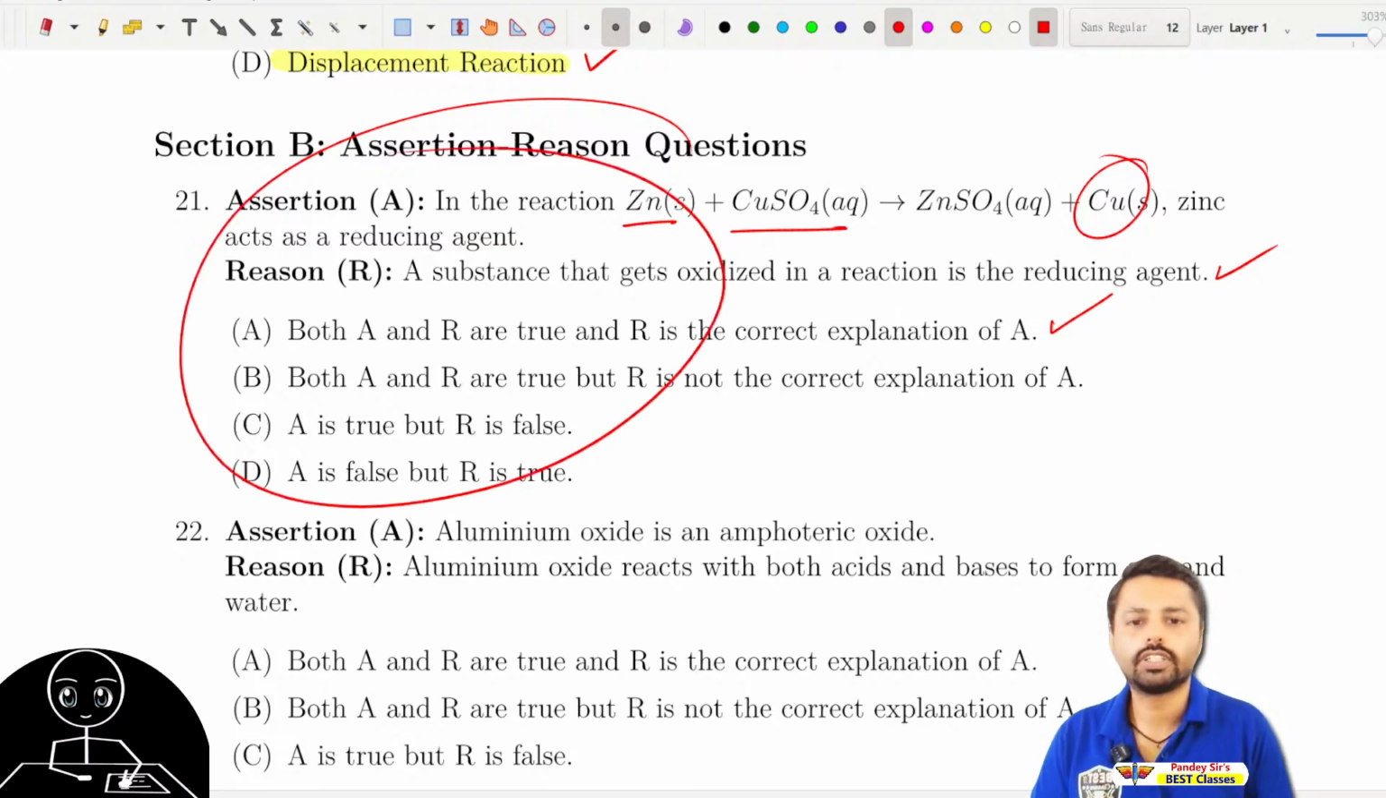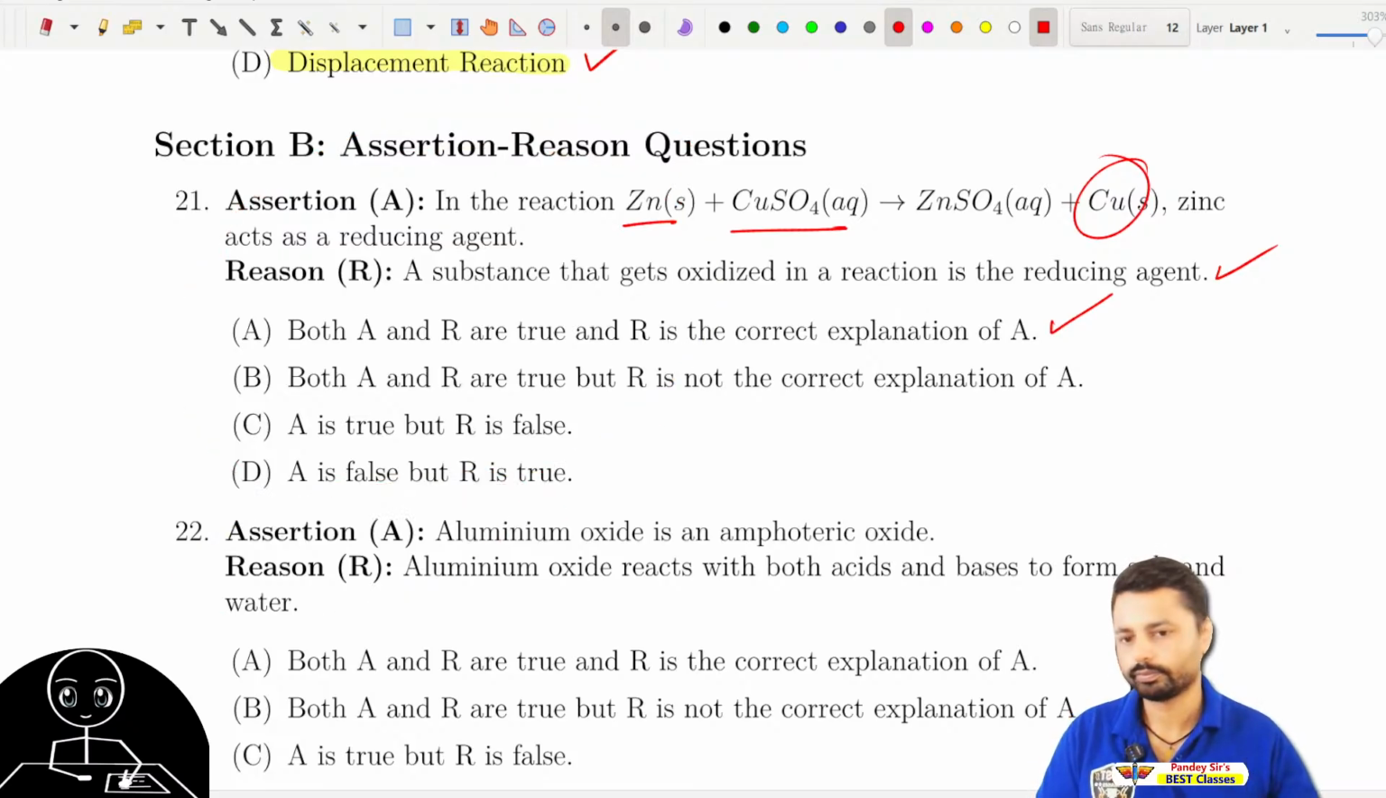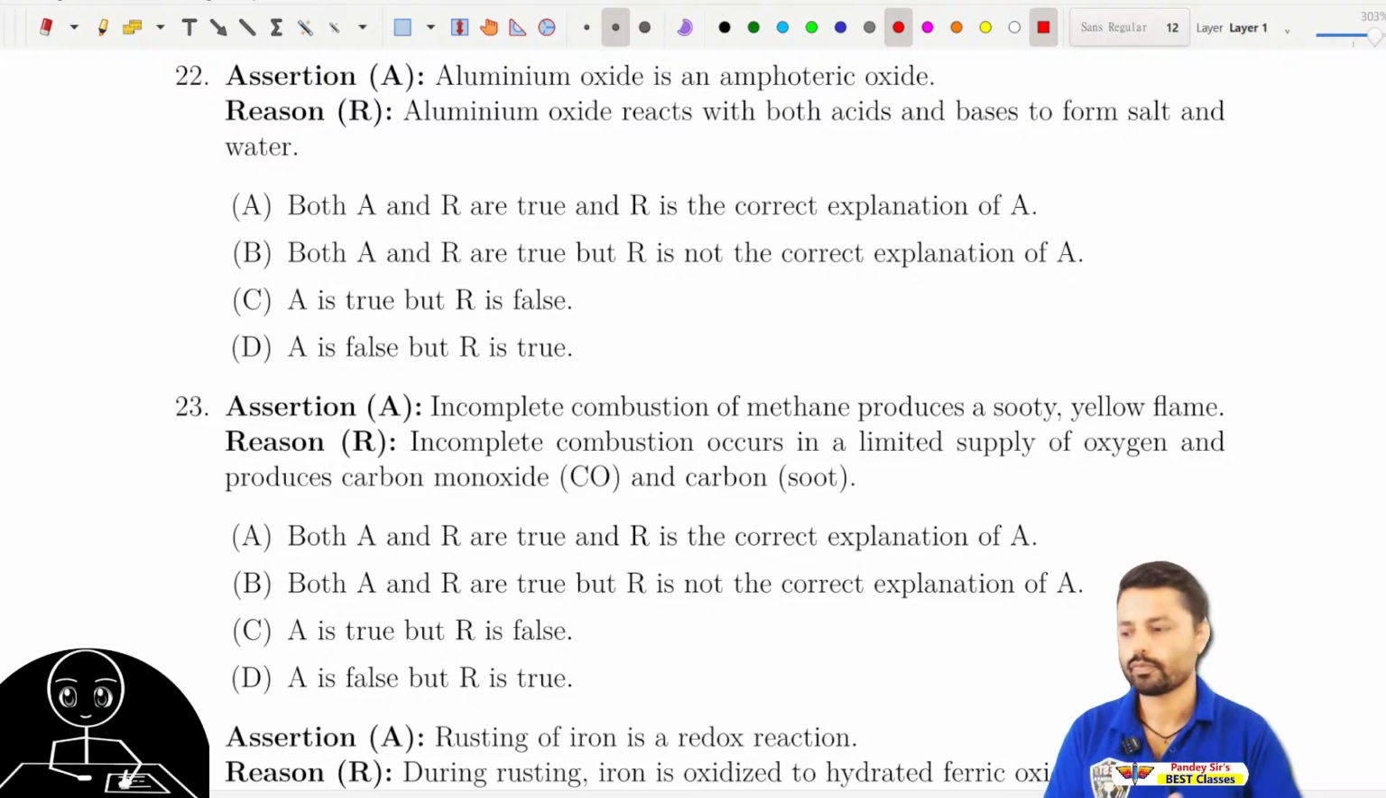Assertion reason, this type of question we have covered. Let's try the second question. Assertion: aluminum oxide is an amphoteric oxide. Reason: aluminum oxide reacts with both acids and bases to form salt and water. So yes, it's true, it does react. But are the assertion and reason both correct, or is one wrong? Here both seem correct and the explanation also seems correct. So the correct answer is A: both A and R are true, and R is the correct explanation of A.